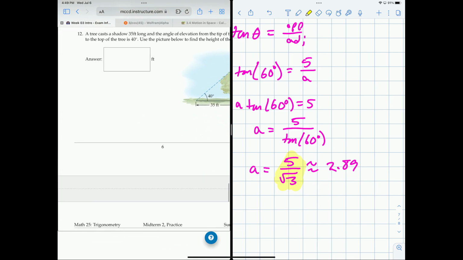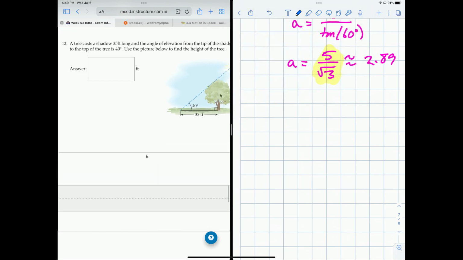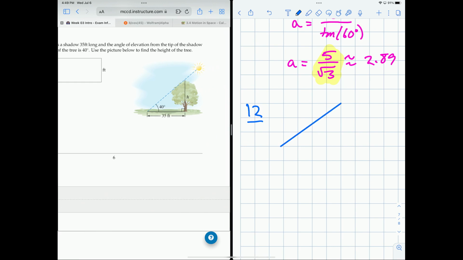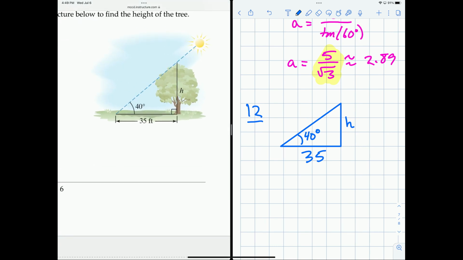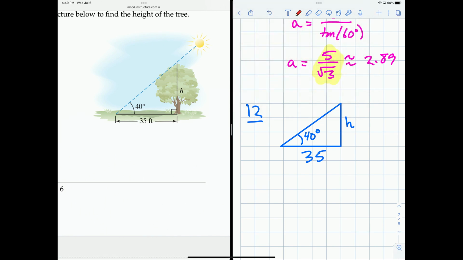We are on 12. Guess what? It's going to be very similar. So we've got a triangle in my picture. This is 35. This is 40 degrees. This is h. And h is the height of the tree. That's what we're trying to find. So exactly the same as the previous problems. So in terms of that angle, we know that this is the opposite side, this is the adjacent side, and this is the hypotenuse.